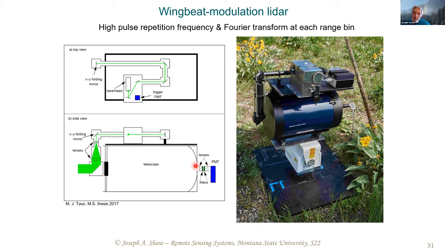This is the primary mirror. This is the secondary mirror. And then it focuses between some lenses, some filters onto a photomultiplier tube. So it's very simple direct detection LIDAR, but the secret is in the processing.